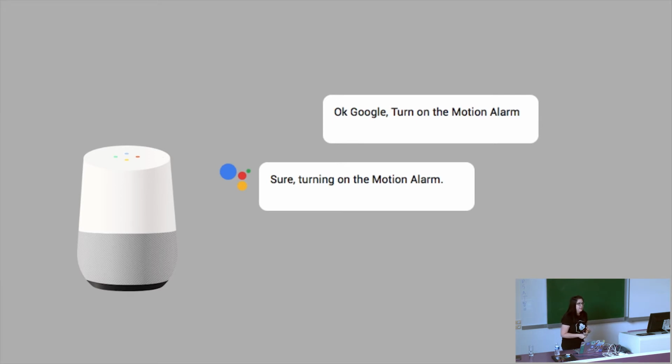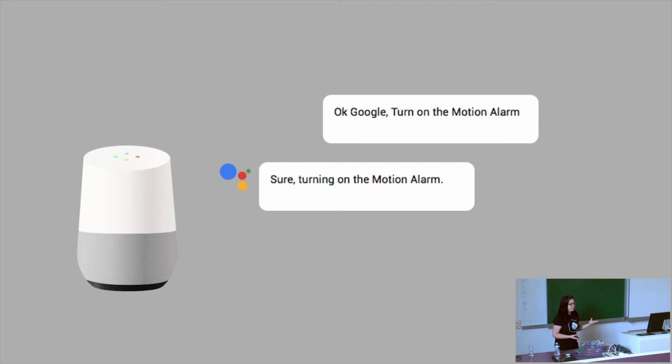So I wanted to be able to say, okay Google, turn on the motion alarm, and I wanted it to respond to say, cool, I'm turning it on. Now, it also allows me to turn it off using my voice, which I'm not sure is very secure, because I can just have someone come in and say, hey, turn off the alarm, and it'll be turned off, but we'll get there. So how do we go about doing this?